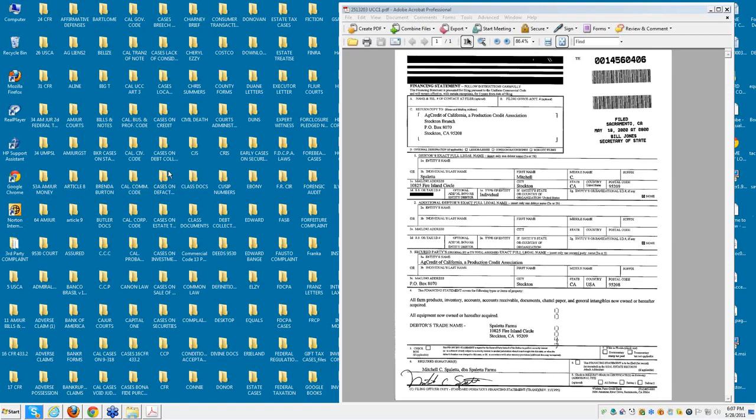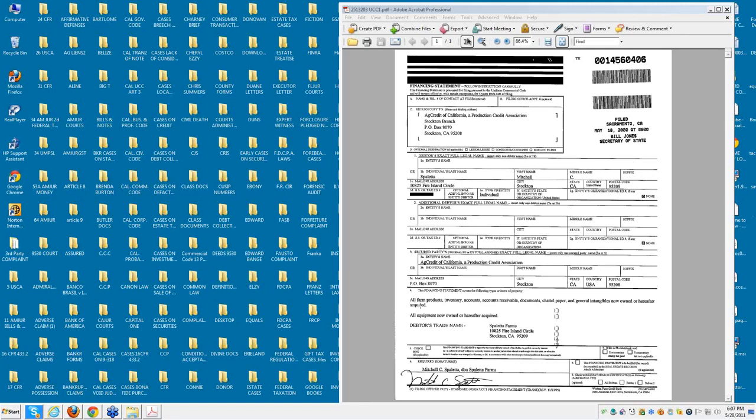And this is how they do ag liens. This is a form for an ag lien. Can everybody see it? Let me close down the control panel. Okay. What you want to do is go to box 4 on the form, and it lists the collateral that you put on the form.